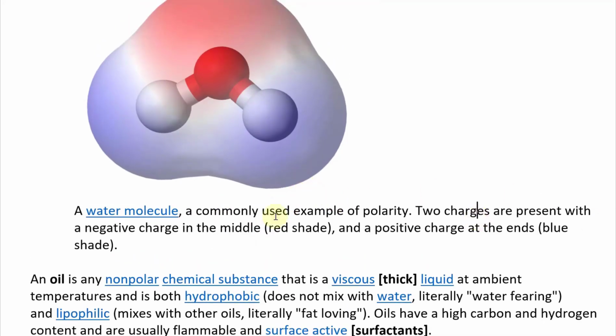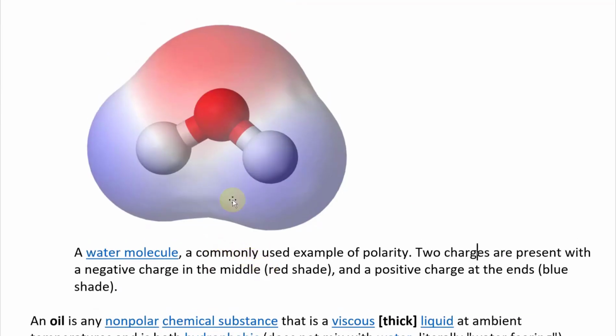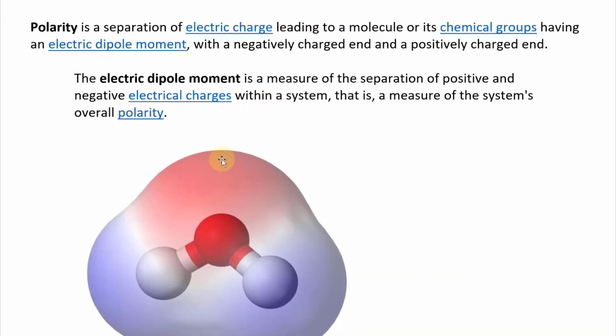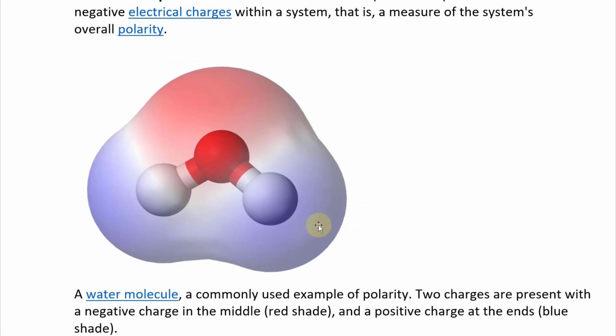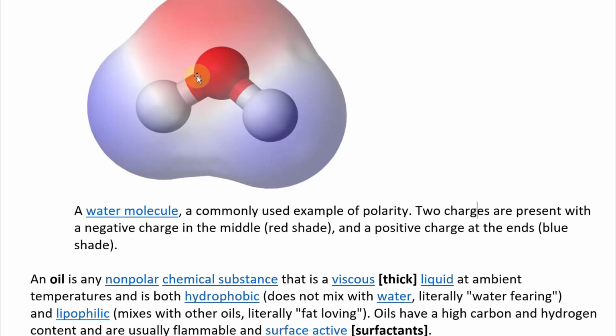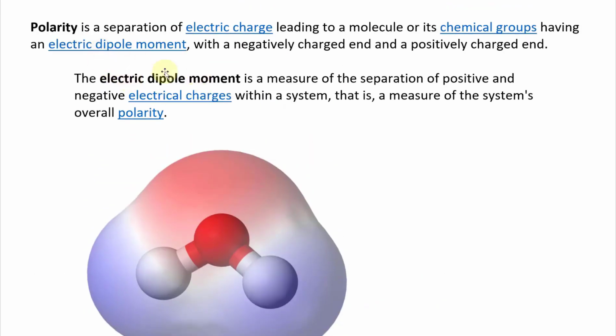So you have 2 charges present with a negative charge in the middle. This is the red shade right there. And it has a positive charge at the ends right here. This is the hydrogen right there. It's positive, and then now you have 2 right here, negative, for the electrons of the oxygen. And so now you have a polar molecule. These 2 sides are more positive, and this is more negative. In other words, as opposed to an even distribution, this is an asymmetric distribution. Hence, you've got a polar.